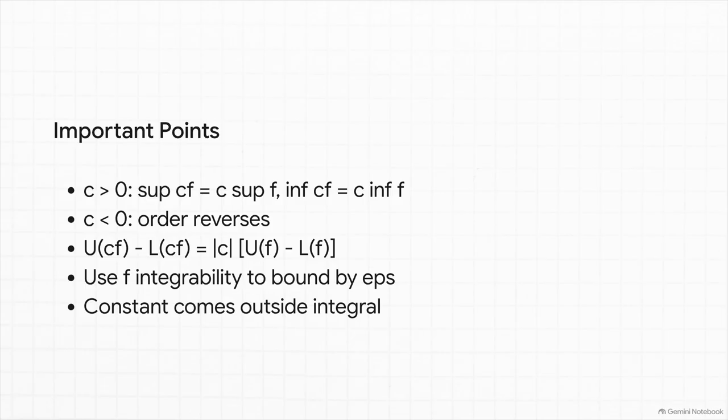Number 3, the difference formula always uses the absolute value. UPF CF alpha minus LPF CF alpha equals the absolute value of C times UPF F alpha minus LPF F alpha. Number 4, we use the integrability of F to control that final difference by epsilon. And number 5, the constant always comfortably comes outside the integral.